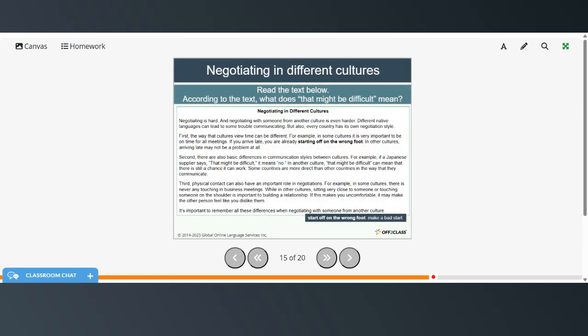All right, so now we're going to read the text and figure out what that might be difficult means. One definition here also: start off on the wrong foot is to make a bad start. So you can go ahead and pause the video and read this text on your own, or you can follow along as I read.